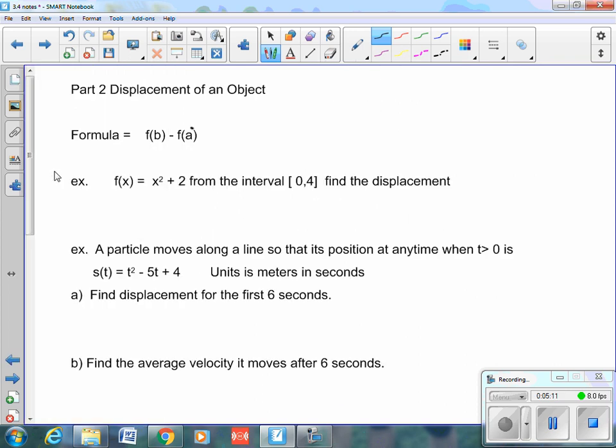Displacement of an object. Really, really important how to find the displacement, how much it moves. And again, this is physics. The formula is F(b) minus F(a). So this is the x value, and you're trying to figure out how much displacement this object moved. You're moving from 0 to 4, correct? All you do is put the bigger number in first.